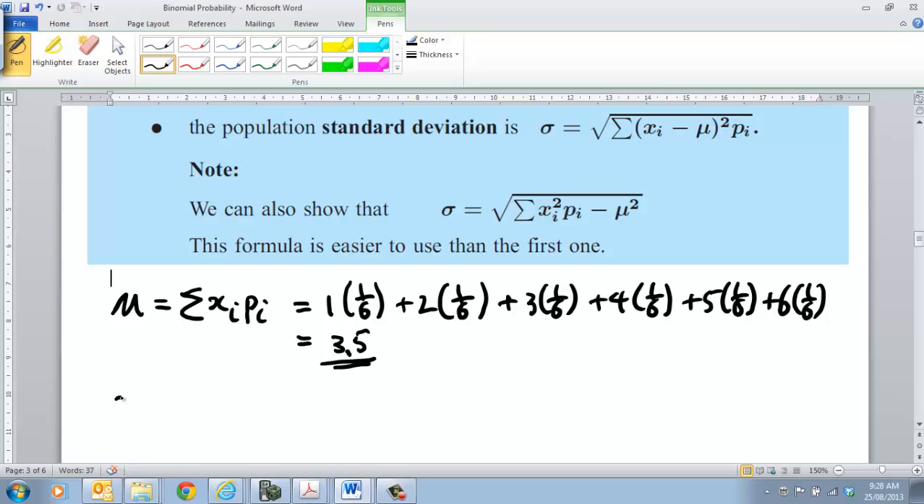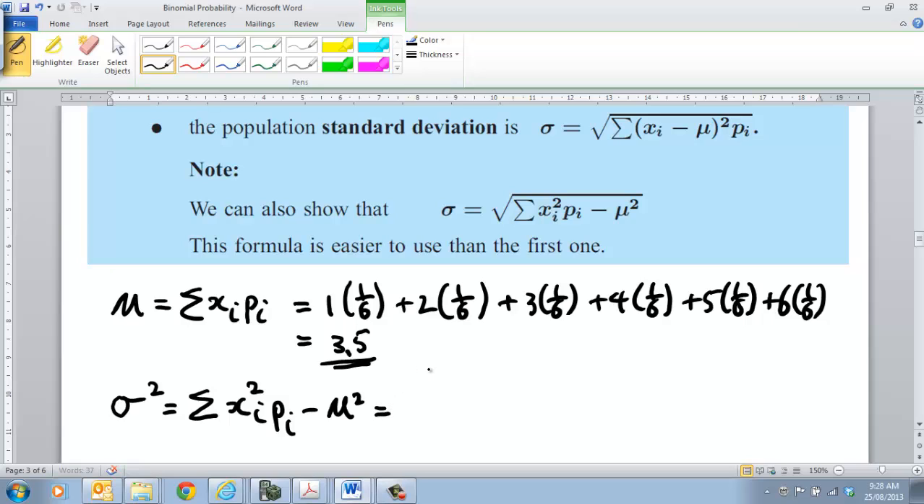Now I'm going to write the standard deviation. I'm going to keep it as a squared one, and then I'm going to say it's equal to the sum of xi squared, times pi, take our mean squared. Alright, so that's the formula you want to use.